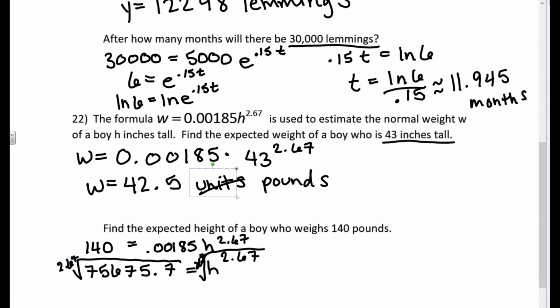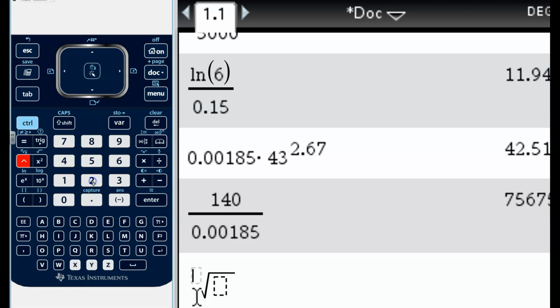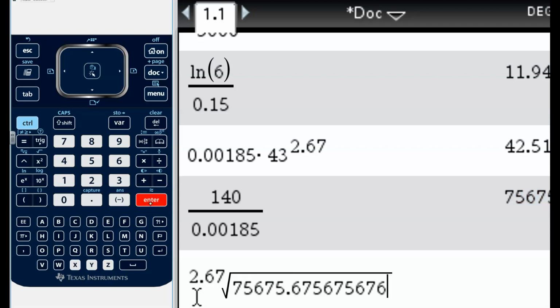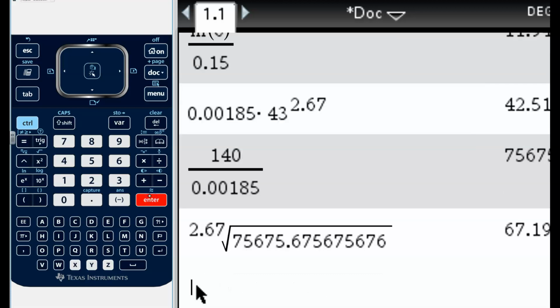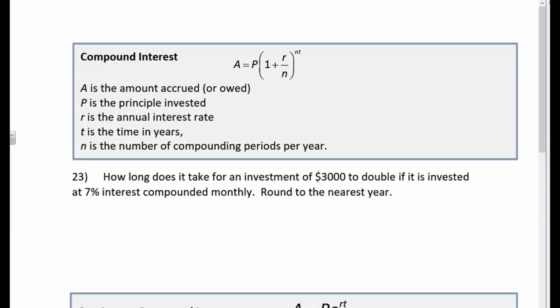Now I'm keeping that number stored in my calculator that I found before. So I go over here and I want to go control. I want the nth root. Come on, do as you're told. Delete. 2.67. And I want to come in here, and when I do that, I now arrow up and hit enter, and it's going to drop that whole number in there for me. I hit enter again, and it gives me 67.193. So we come back over here and we get that h is approximately 67.193 inches. All right, moving right along. Lots of calculator tricks in this one.